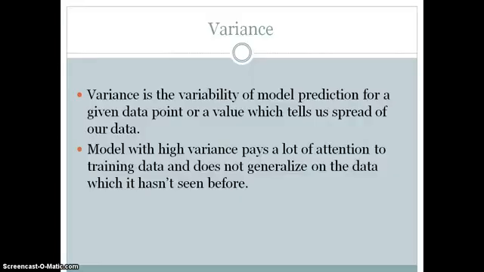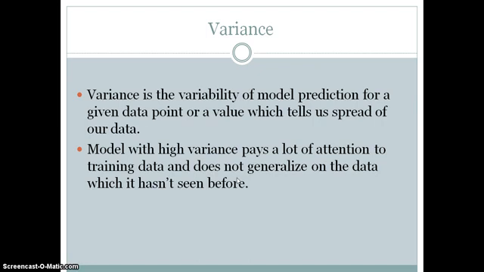Variance is the variability of a model prediction for a given data point or value, which tells us the spread of the data, how the data is spread among the data set. A model with high variance pays a lot of attention to training data and does not generalize to data it hasn't seen before. It will pay a lot of attention to training data rather than testing data. So it is difficult to analyze a model with high variance on a test data set, not on a training data set.